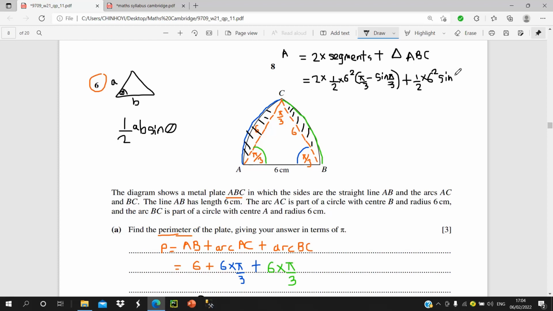Let's simplify, then we will have the answer. Here 2 and 2 cancel. Here we have 6 squared, which is 36. So I'm going to have 36, then I open my bracket. Then I have pi over 3, then pi over 6. Then I have sine pi over 3, sine 60, to get root 3 over 2. So here it's root 3 over 2.